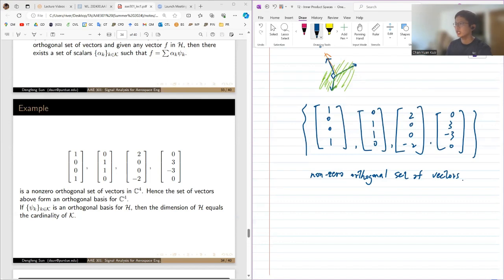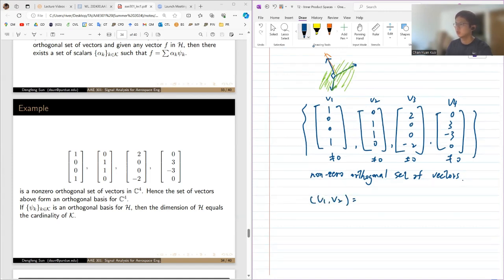So first thing we check is whether these vectors are non-zero. Obviously we see that they are not zero, so none of them are zero. And now we check if these vectors are indeed orthogonal to each other. So let's call them v1, v2, v3, and v4.